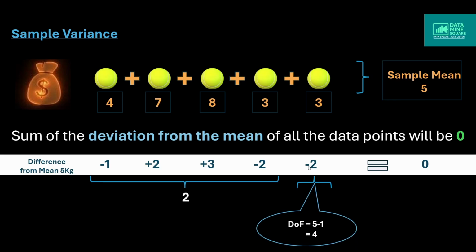Therefore, here also, like in the case of sample mean where our degree of freedom went down by 1, while estimating sample variance also, our degree of freedom drops by 1.